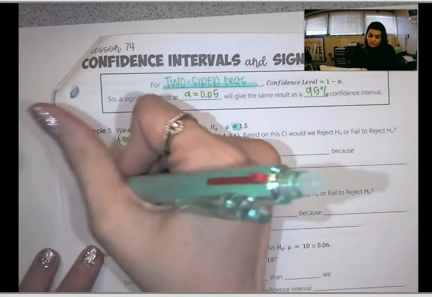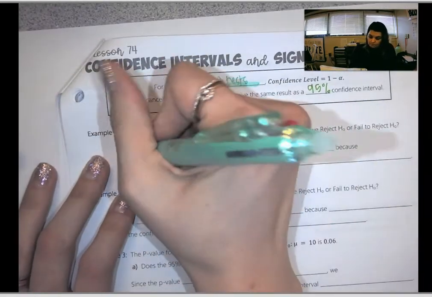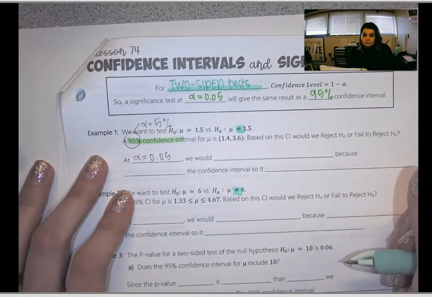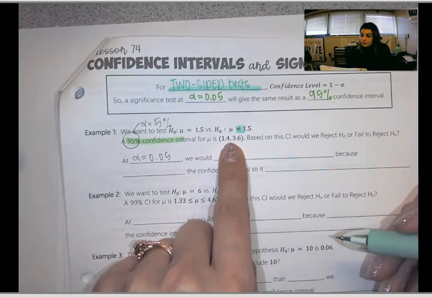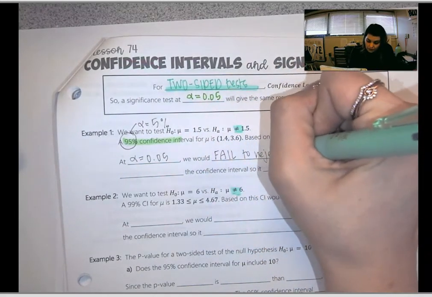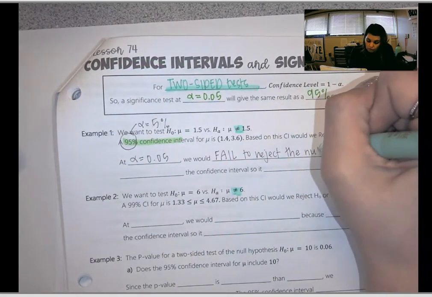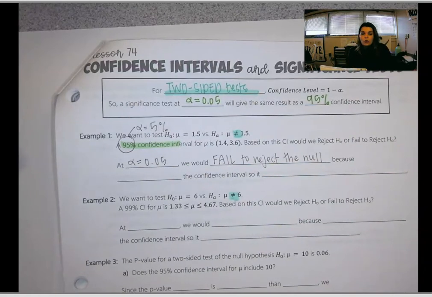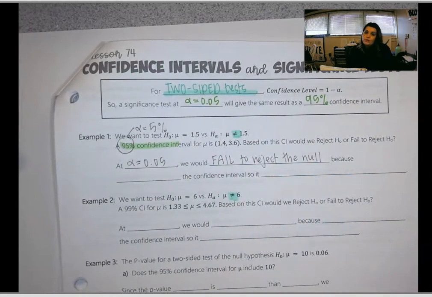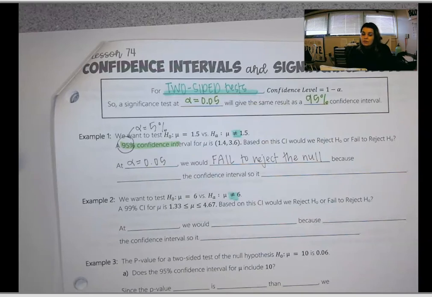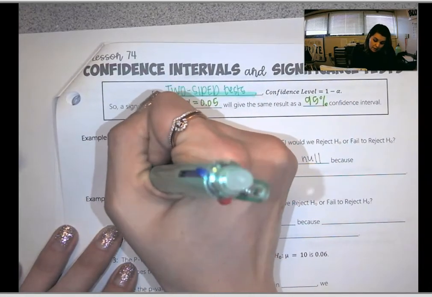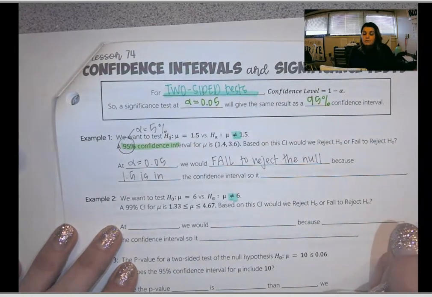So at alpha equal to 0.05, we would fail to reject the null. Why would we fail to reject the null? Because the value of 1.5 is in the interval. The value of 1.5 is in the interval. So we fail to reject because 1.5 is in the confidence interval.